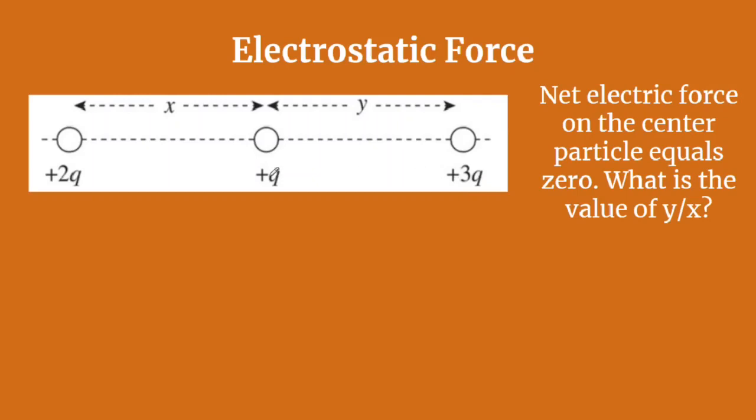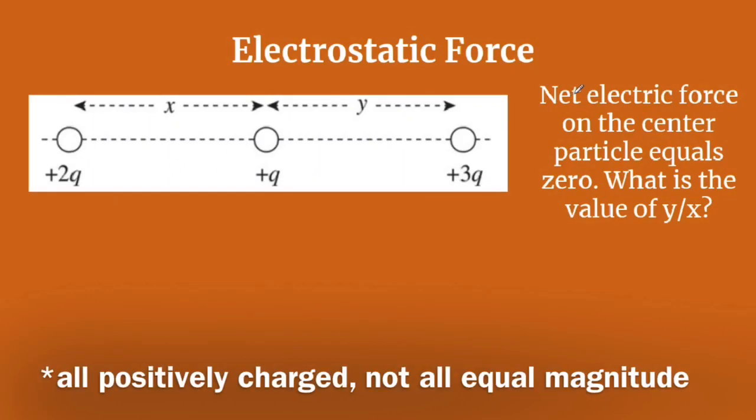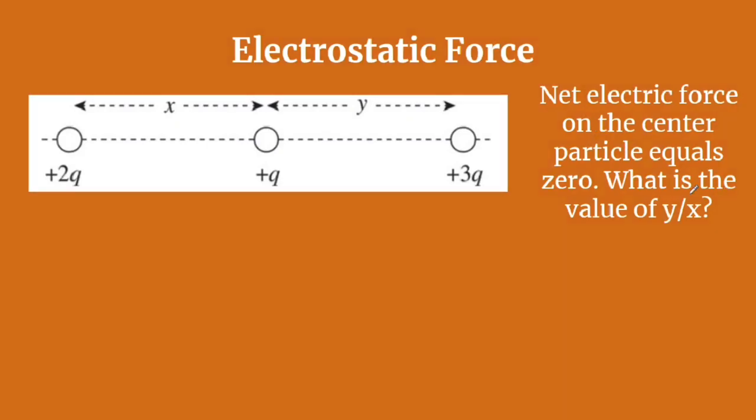So we have a situation with 3 positively charged particles. We know that they all repel because they all have the same charge. We know that net electric force on the center particle equals 0. What is the value of y over x? What is the value of these differences, the ratio?